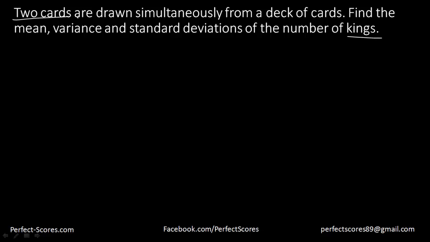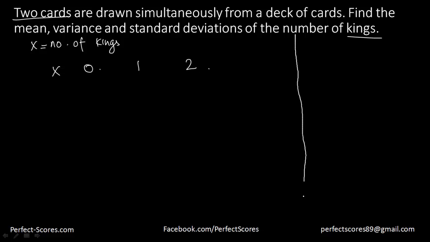So two cards are drawn. Let's suppose X denotes the number of kings. Now the value X can take the value 0, where there is no king at all. X can take the value 1, where there is one king. X can take the value 2, where there are two kings. And what about the probabilities?